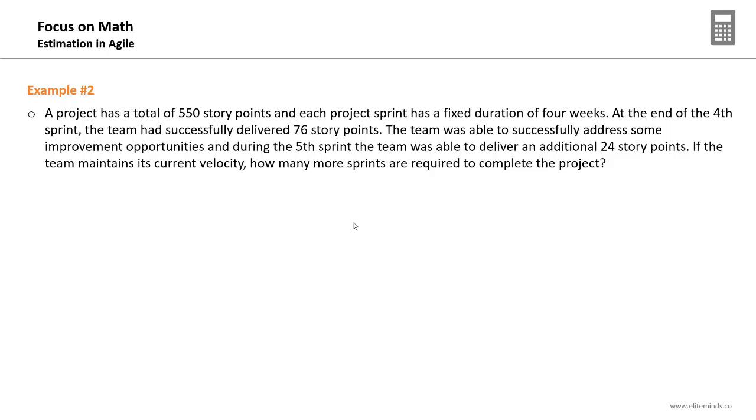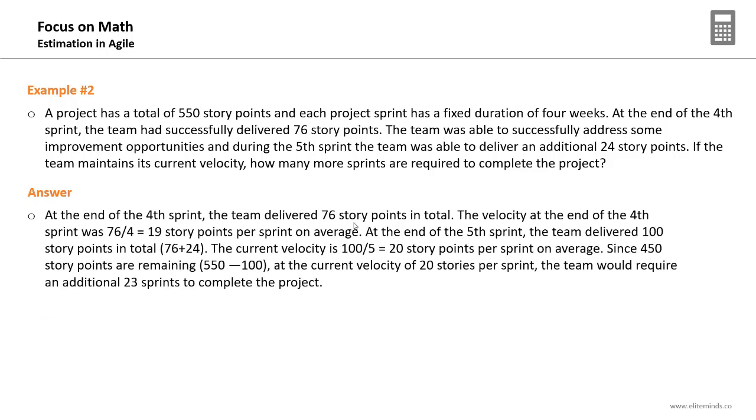The sprint is a similar term to the iteration. However, the sprint is being used in the Scrum framework. Now, back to our question. Up to the 5th sprint, the team delivered 76 story points plus 24 story points in the 5th iteration. So total, the team delivered 100 story points in 5 iterations or 5 sprints. So the first step is to find out the team's velocity, which will be 76 plus 24 divided by 5 sprints. So the team's average velocity is 20 story points per sprint.